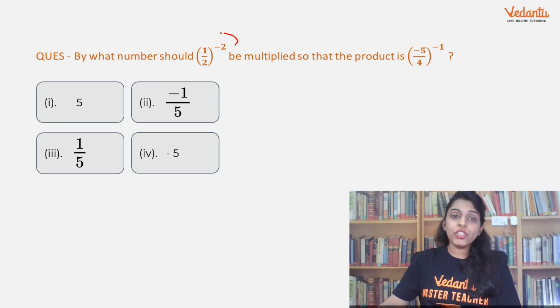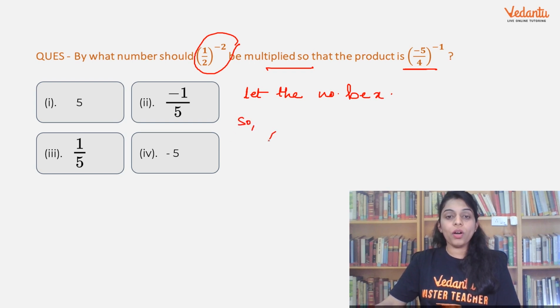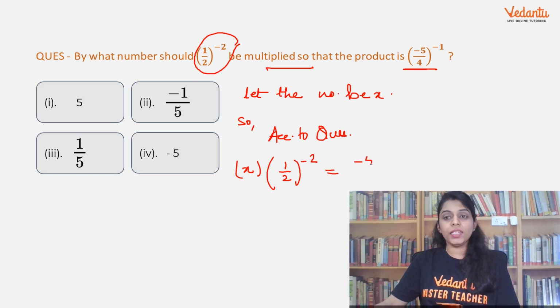By what number should half raised to the power minus 2 be multiplied so that the product is this? So what we will do, let the number be x. Okay, let the number be x. So according to the question, it would be x multiplied by half raised to the power minus 2 is equal to minus 5 raised to the power 4 upon 4 raised to the power minus 1.